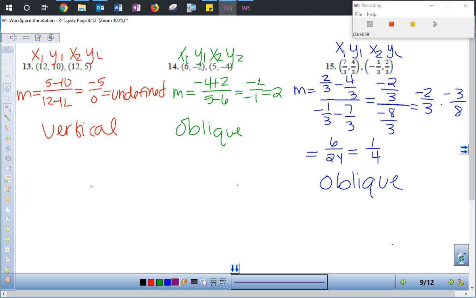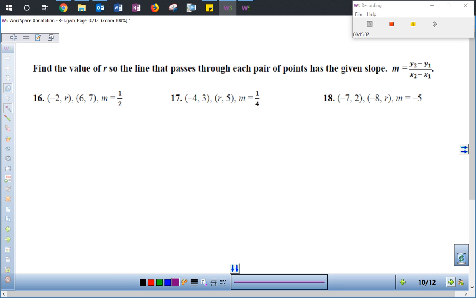Alright, now on the back side, it's a little bit different. Now instead of giving us two ordered pairs and saying find the slope, they're giving us the slope and they're saying in these two ordered pairs, we're missing a variable. We want you to solve for it. Now we're still going to use this slope formula.